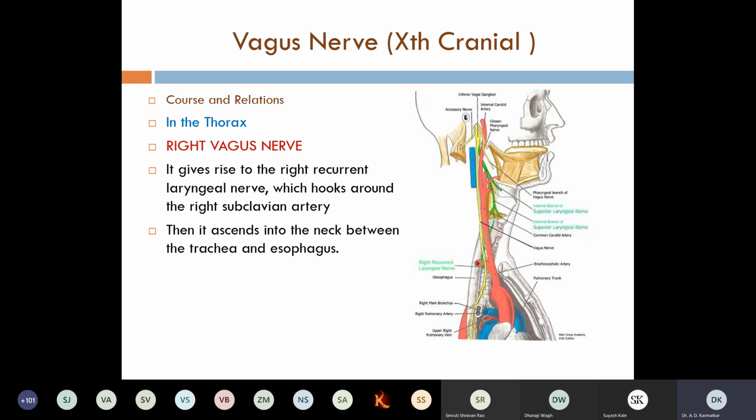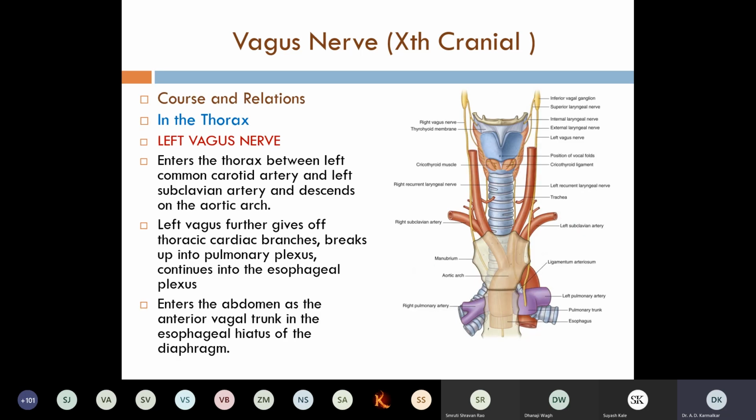One more thing I want to add here: the right vagus nerve gives off the right recurrent laryngeal nerve, and that is going to hook around the right subclavian artery. Remember this point. After forming this recurrent laryngeal nerve, it goes upwards in between the trachea and the esophagus to supply the muscles of the larynx and the lower part of the larynx.